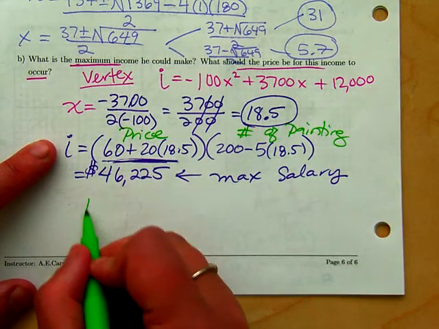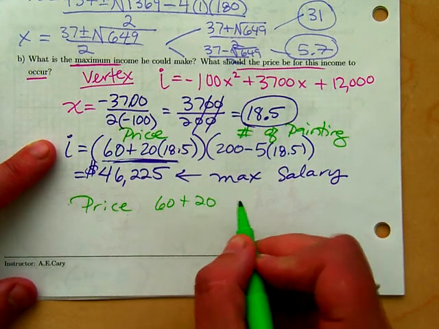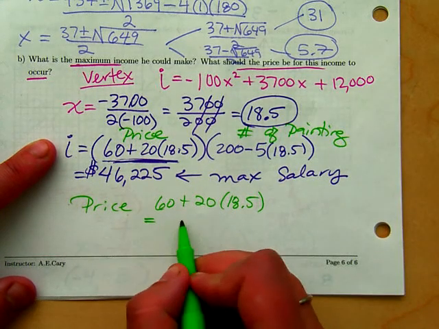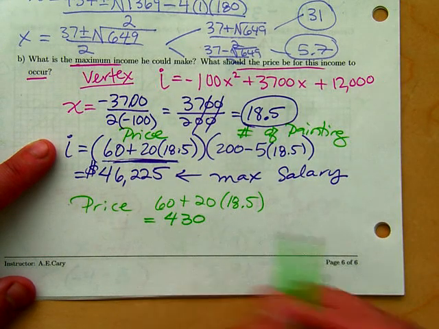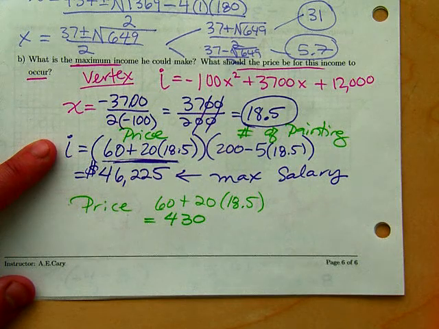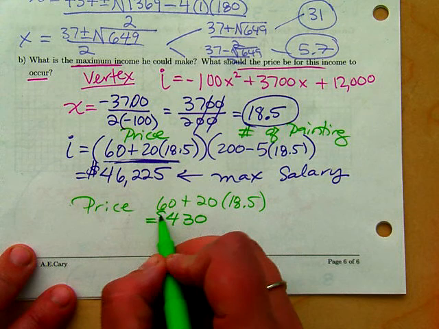So the price would be the 60 plus 20 times 18.5 is how much? 430. So 60. Well, I'm going to trust you. Did you guys all get 430? So this is the price.